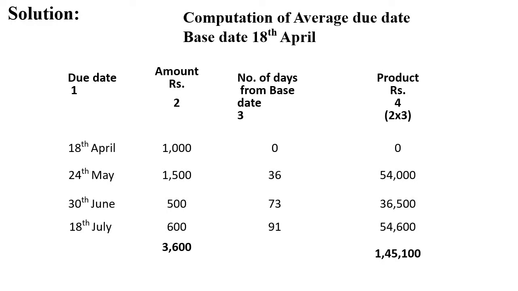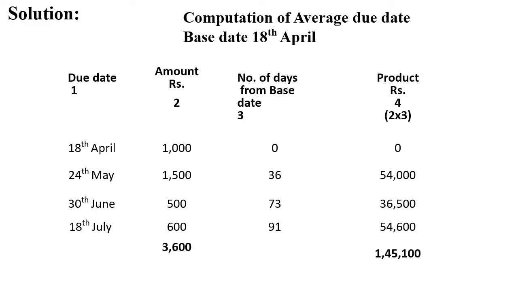The second column deals with amount. These amounts are already available in the sum. For 18th April, Raman has paid 1,000. For 24th May, the amount due is 1,500. For 30th June, it is 500. 18th July, it is rupees 600. The total due amount is 3,600. It has been carried out here.